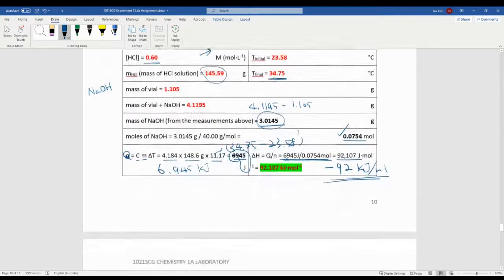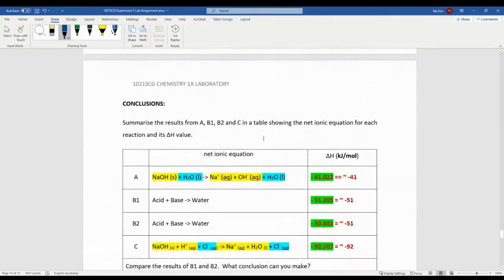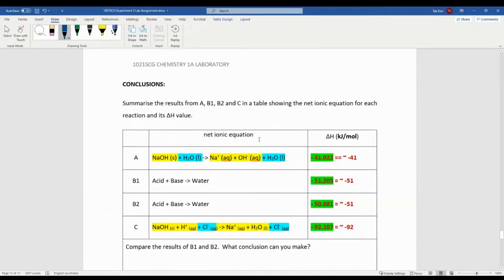Okay, so your calculation is done, and then you will need to write some conclusions. It is asking you to write the net ion equation of each one. Since B1 and B2 are already covered over there, I'm not going to write it over here. Or maybe I can just write H plus OH minus goes into water. So it'll be the same, right?